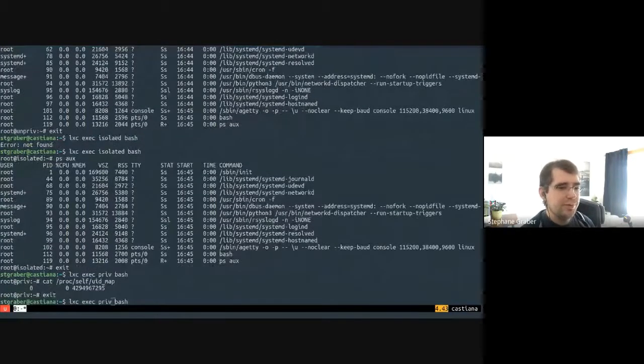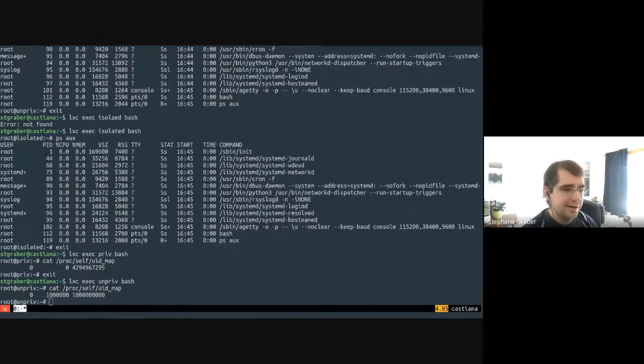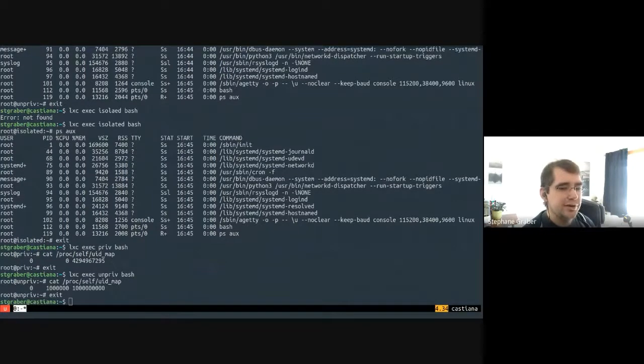Now, if I go back in the privileged one and look at the ID map, we see that there's no map in place. That means that root in the container maps to root outside of the container, as well as the following whole 32-bit range. Now, if we look at my unpriv container, we see it's got a map starting at 1 million that maps a billion UIDs and GIDs. So that's our default for that.